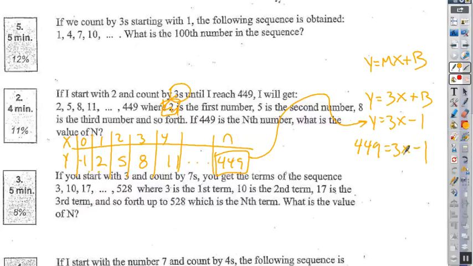Well, wait a second. If 3x minus 1 is equal to 449, that means 3x has to equal 1 more than 449, which would be 450. So I can safely say that 450 is equal to 3x. Well, something times x is equal to 450, so if I divide 450 by 3, I will get my x value. So 3 goes into 4 once, carry the 1, goes into 15 5 times, 0. So my 150th term will have a value of 449.